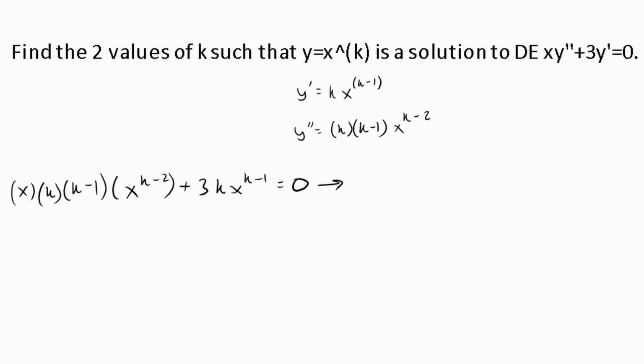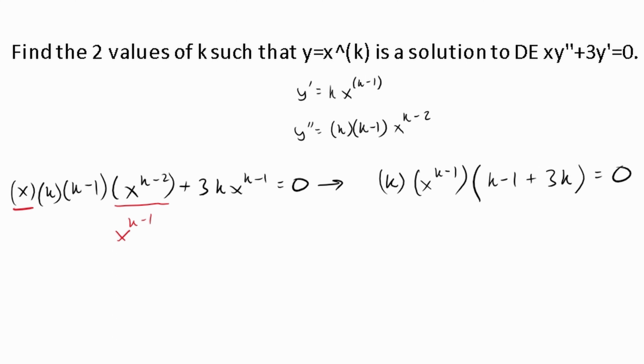First, note that this x right here is going to be able to combine with this x x to the k minus 2, and this is going to make it an x to the k minus 1. We can factor out two things: we can factor out a k, and we can factor out an x raised to k minus 1. So what's going to be left inside is a k minus 1, and then a plus 3, and this is all equal to 0.